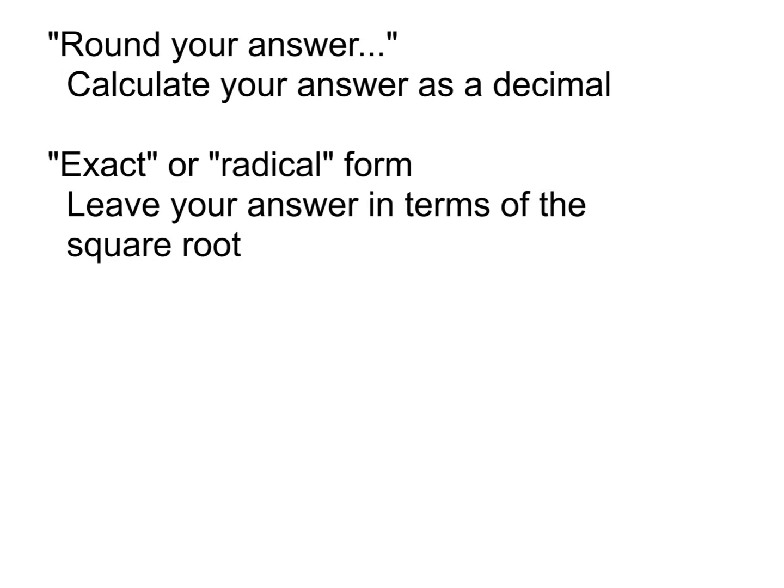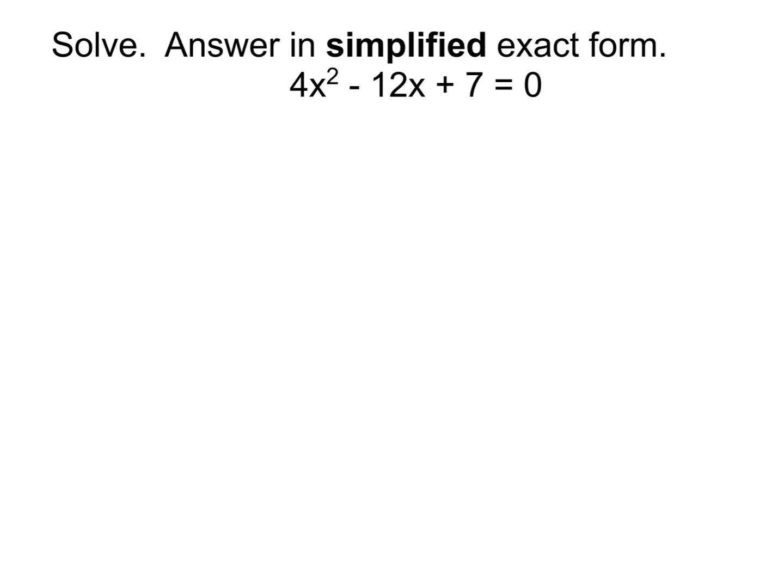When you see the words round your answer, it's telling you give your answer as a decimal, so break out the calculator. When it says exact or radical, that's telling you just leave it in terms of the square root. So you can leave it as that number plus or minus square root kind of a thing. And so here's the last one that we're doing together. Write down this problem and use the quadratic formula to solve it.